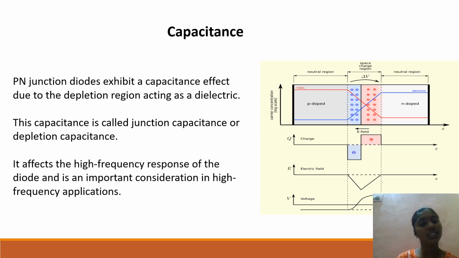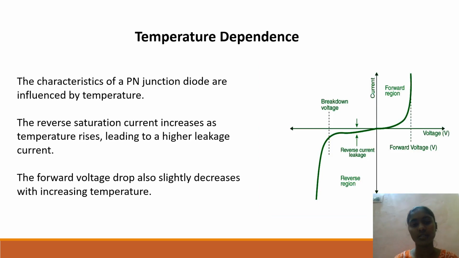Capacitance. PN junction diodes exhibit a capacitance effect due to the depletion region acting as a dielectric. This capacitance is called junction capacitance or depletion capacitance. It affects the high frequency response of the diode and is an important consideration in high frequency applications.